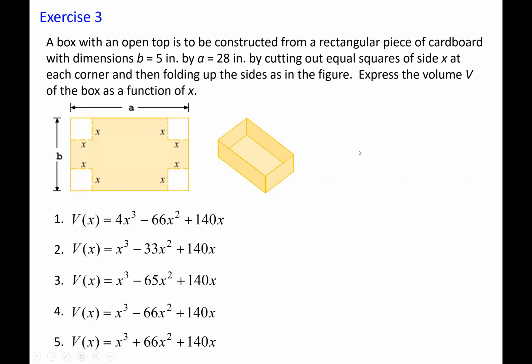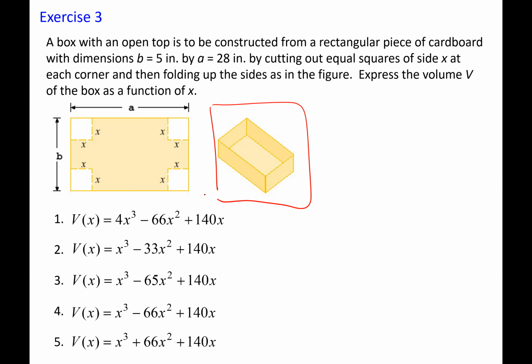Exercise 3. A box with an open top is to be constructed from a rectangular piece of cardboard with dimensions 5 inches by 28 inches, by cutting out equal squares of side x at each corner, and then folding up the sides as in the figure. Okay, that means we will end up with a box like that. Express the volume V of the box as a function of x.